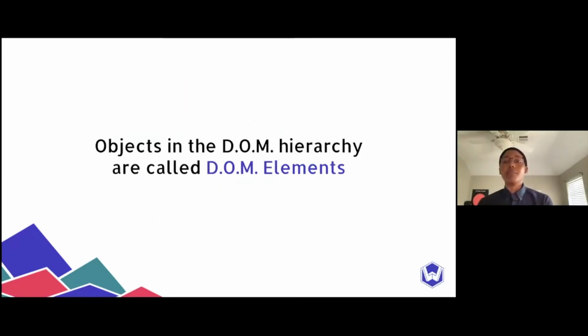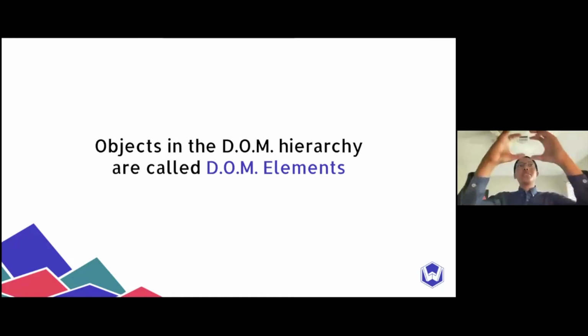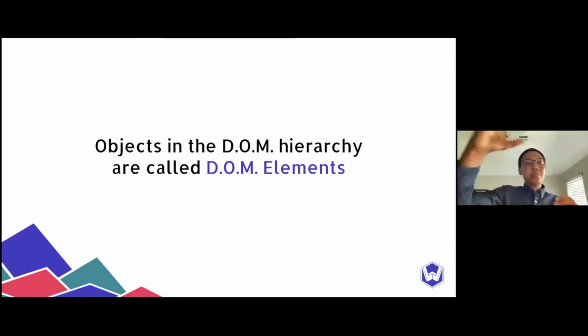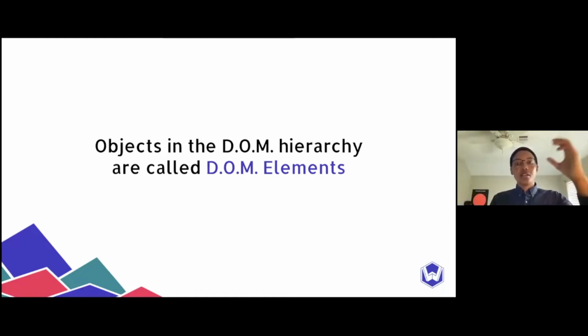Objects in the DOM hierarchy are called DOM elements. And you've probably heard the word element before, but DOM element basically just means it's a piece of the page. That's it. And DOM elements have a bunch of properties that they get assigned, but really all you have to think about is that picture of the tree of elements, right? The tree of DOM nodes, like a div and a body and a paragraph and an H1. Those are all elements, but they're really just pieces of the DOM tree.